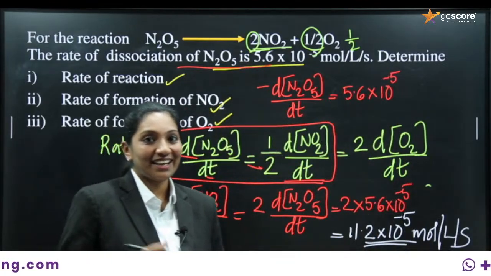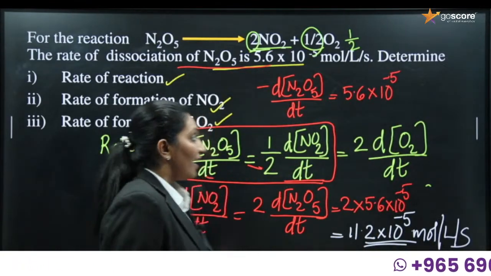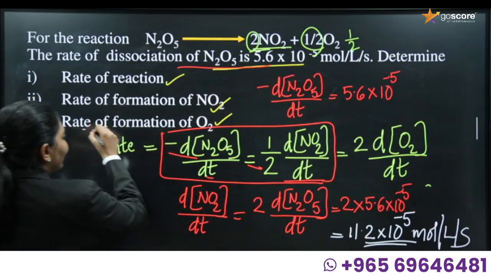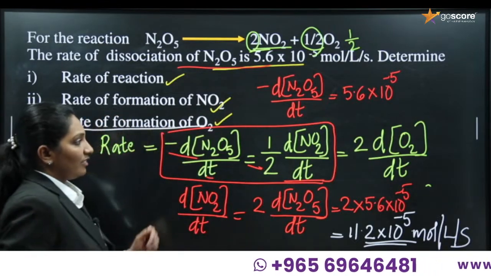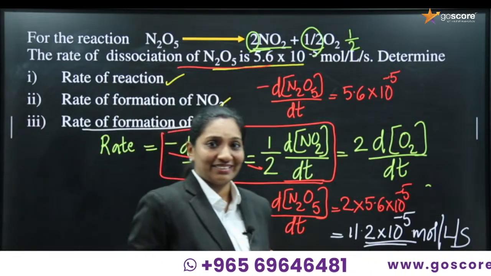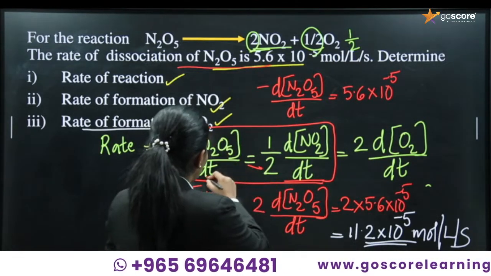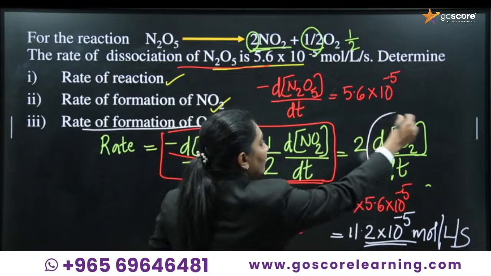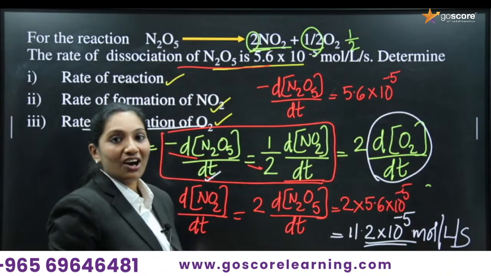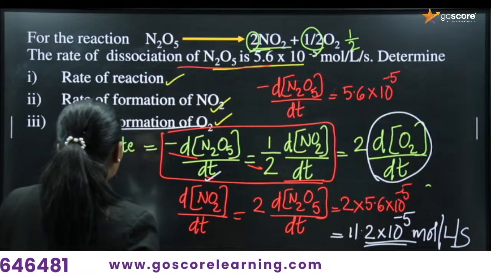So, is that clear for everyone? If so, just try to find out the rate of formation of oxygen by using the same technique, right? Here, this value is given and we want to find out the rate of formation of oxygen. How will we do it?